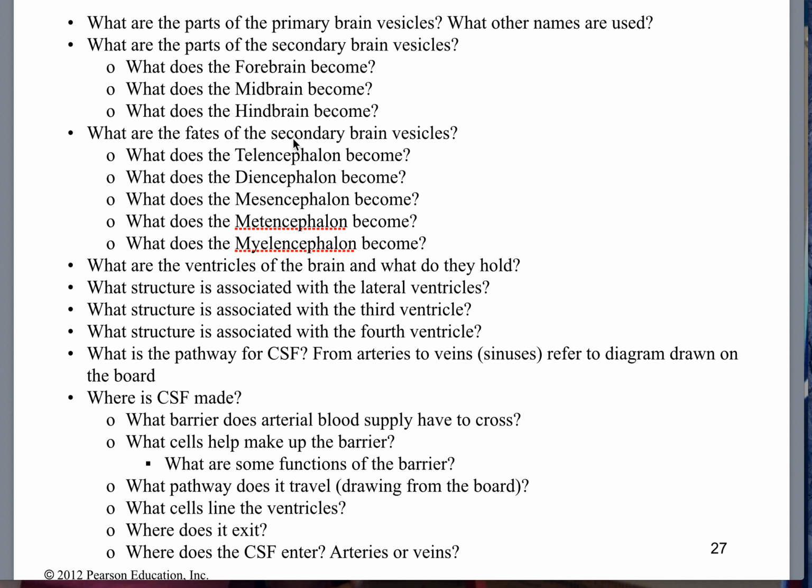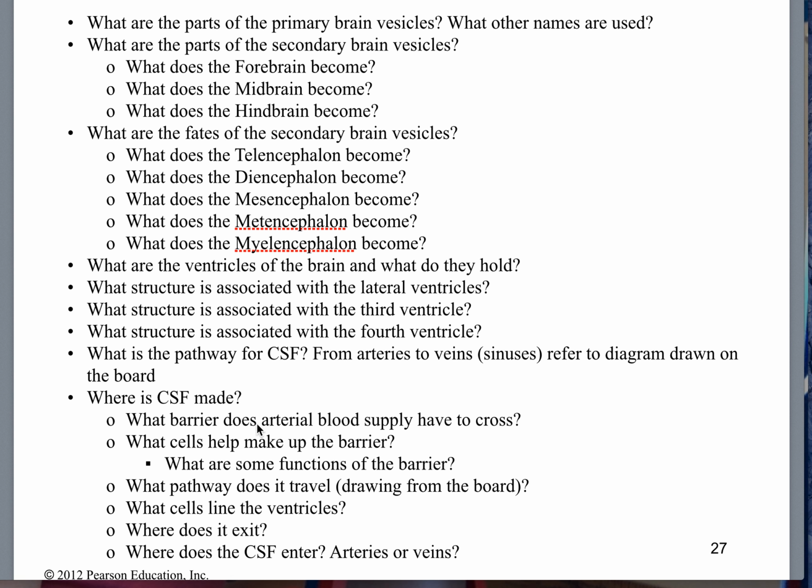So all of this relates back to that image that we had that you can rewind to. What are the ventricles of the brain? We just went over that. And then which ones are lateral? What about third? What about fourth? What's the pathway? We just went over that right now. You guys can review that. Draw the diagram. Where is CSF made? And we said it was in the choroid plexus.